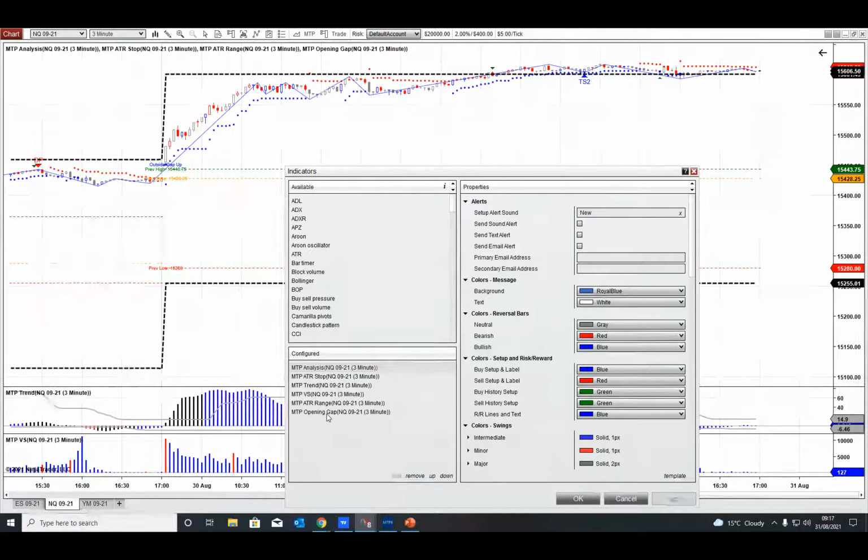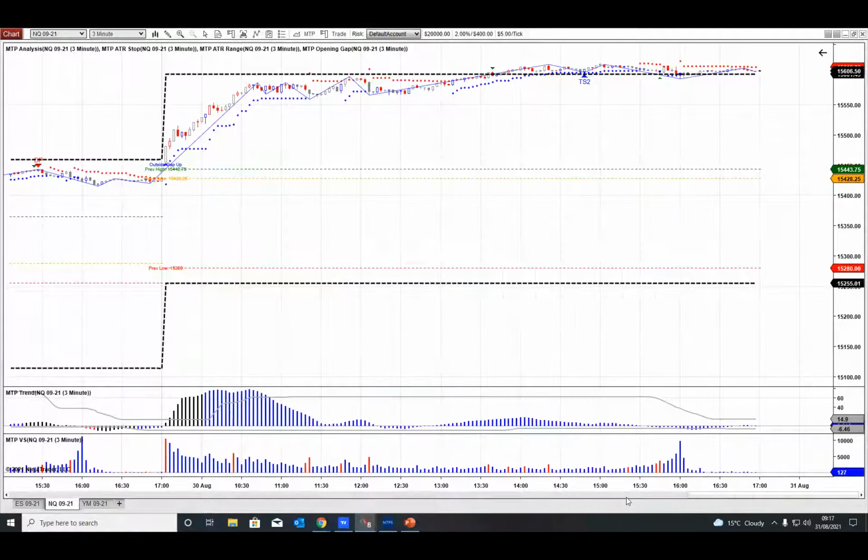So a couple of other tools you can use in NinjaTrader as well if you wish. I hope you found that helpful.